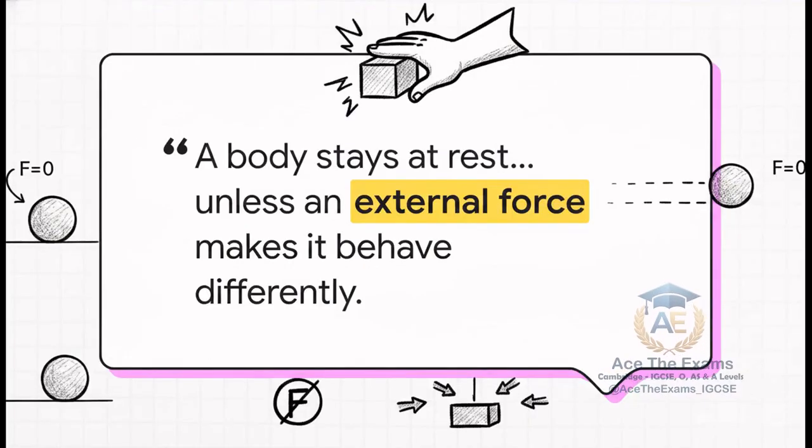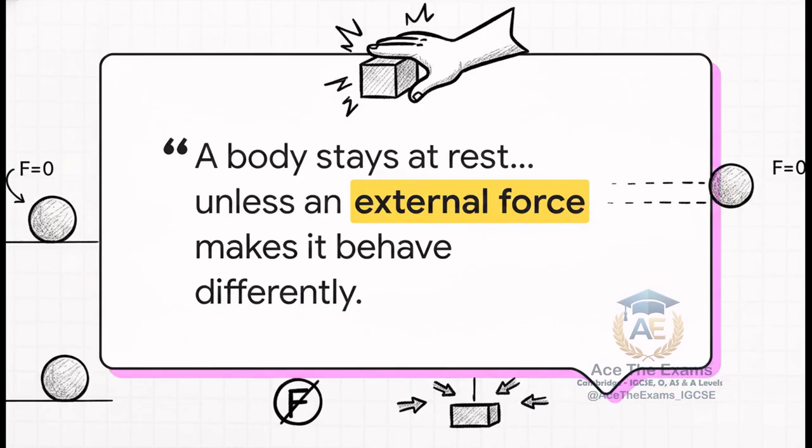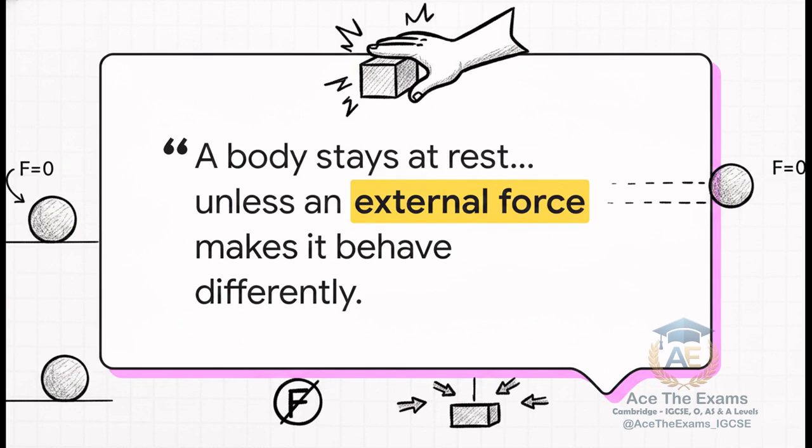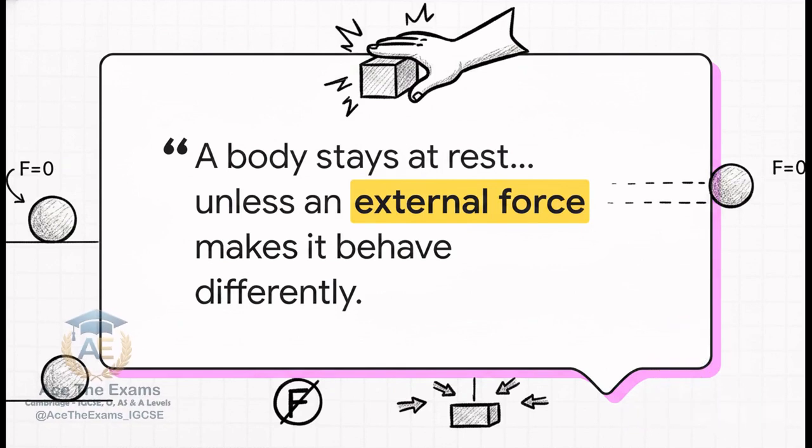And that brings us to the ultimate rule of how things behave, Newton's first law of motion. Essentially, objects are incredibly lazy. A stationary object will just sit there forever, and a moving object will keep gliding in a perfectly straight line at the exact same speed forever unless an external force forces it to change.